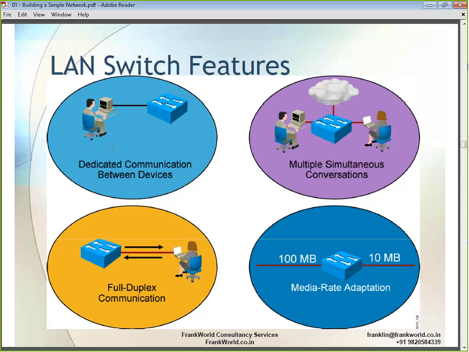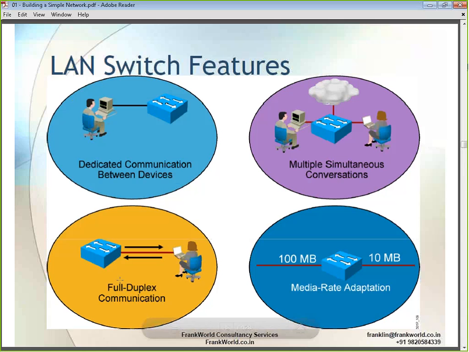So bottom line is, communication that is happening on a particular port is not known to any other port on the switch. If two devices are communicating with each other, devices that are connected to that switch will not know anything about that communication. That's why it provides you with dedicated communication. Another major advantage is you can have multiple simultaneous communications happening, that is, multiple groups of computers talking to each other on the same switch.